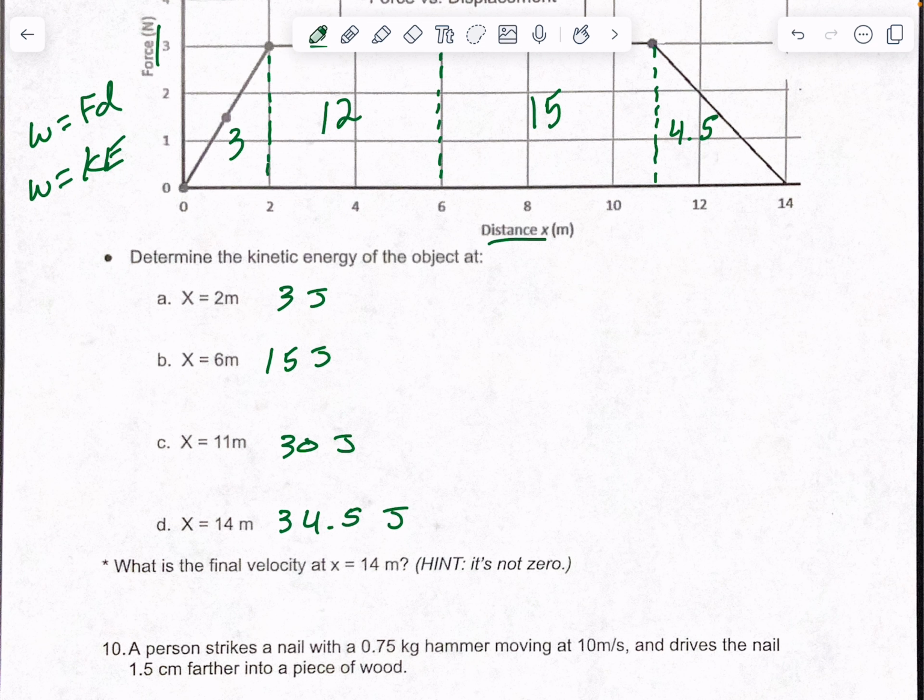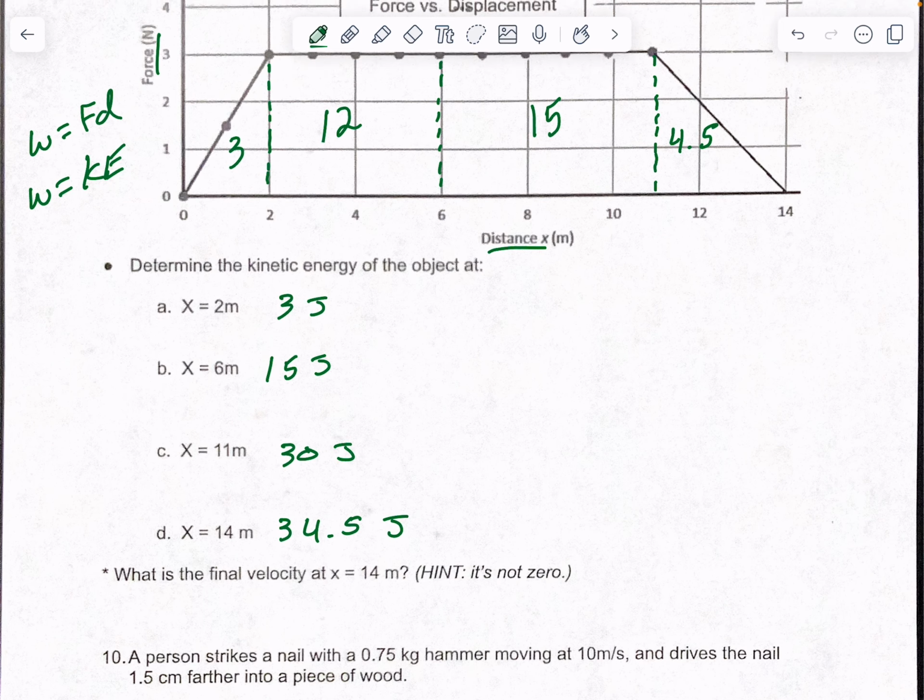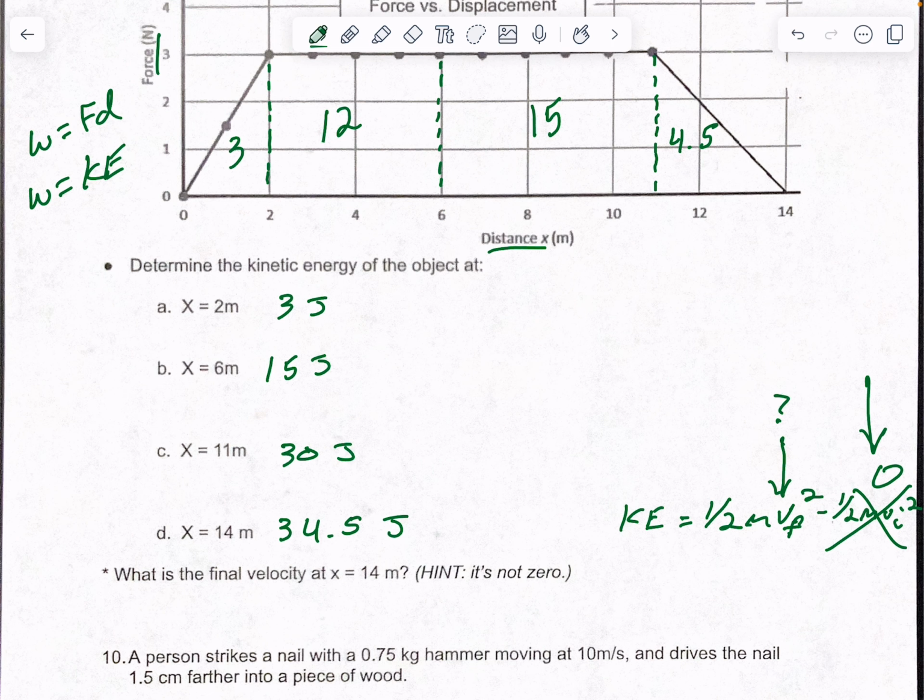Now, it says, what is the final velocity at 14 meters? Remember, kinetic energy equals 1/2 mv squared, or it could be 1/2 mv_f squared minus 1/2 mv_i squared. In this case, v_i is 0, so this whole thing goes away. That's just 0. But if there were an initial velocity, you would plug it in right here, and that means you're looking for this final velocity right there. Your kinetic energy you already know.